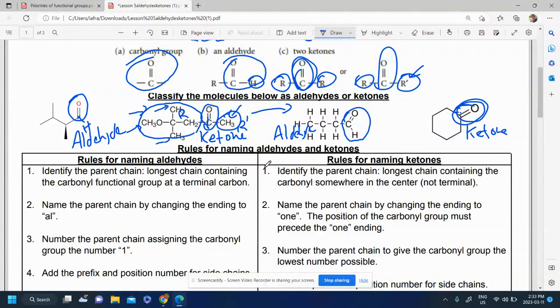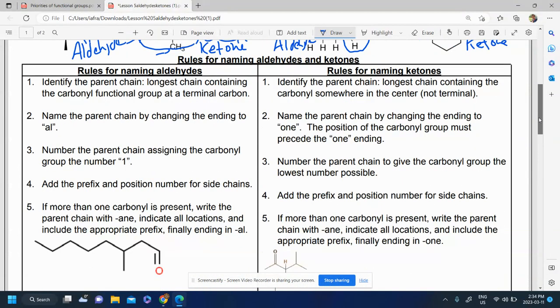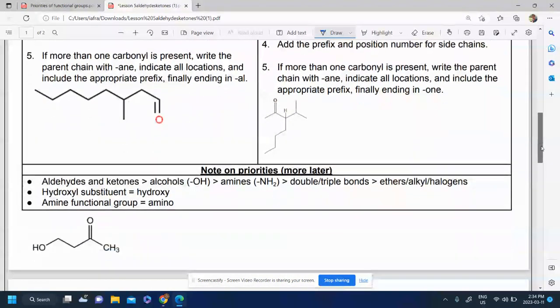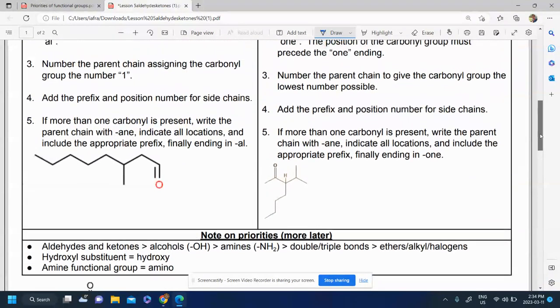So if you're able to identify aldehydes versus ketones and know how they're different from the other functional groups we've seen so far, then you're ready to go start naming aldehydes and ketones. The rules are written side by side because they're very similar. There are some differences, and we'll go over those differences together. Before we go into the rules, just a couple things to start talking about now.